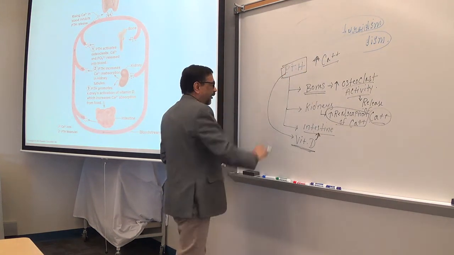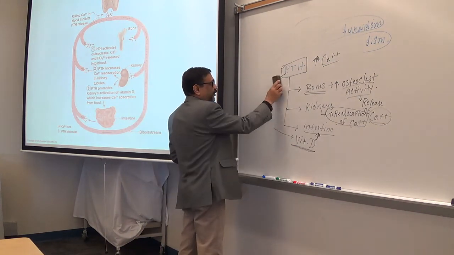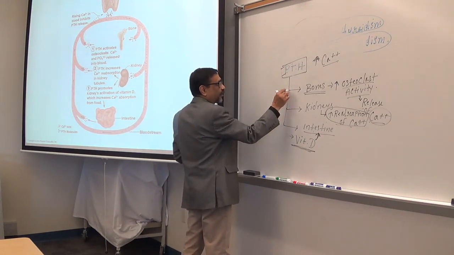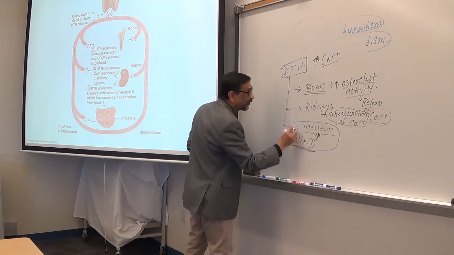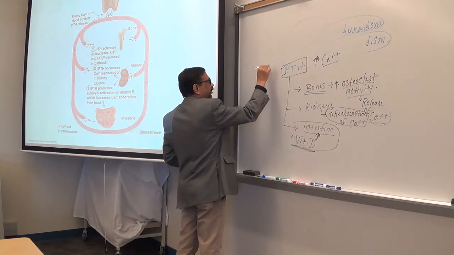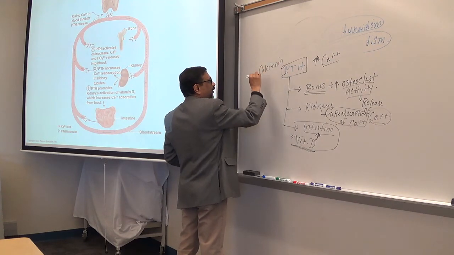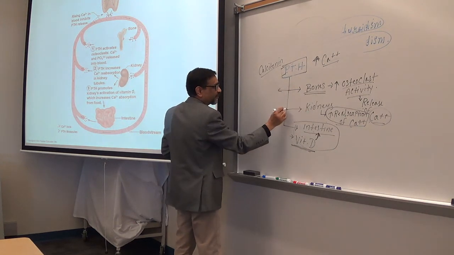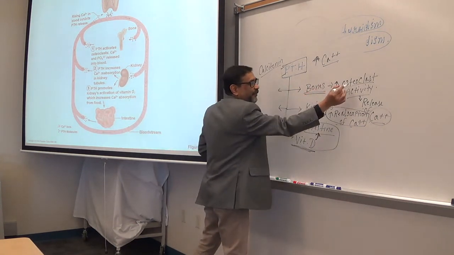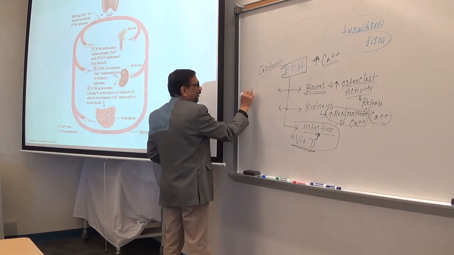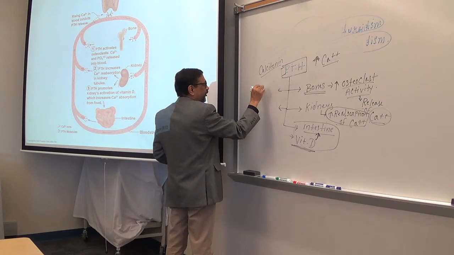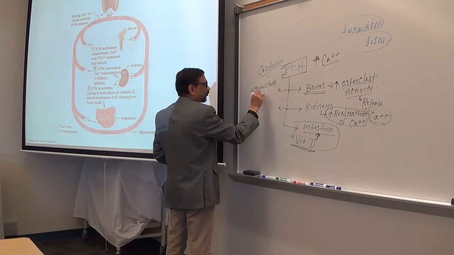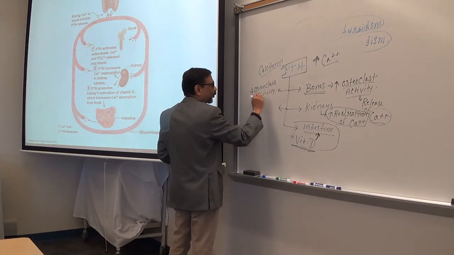Okay. Now calcitonin lowers the calcium. You know that, just opposite of this. Calcitonin works on these 2, not this one. Okay. So calcitonin lowers the calcium. How? Just working opposite of these 2. Inhibits the osteoclast activity.